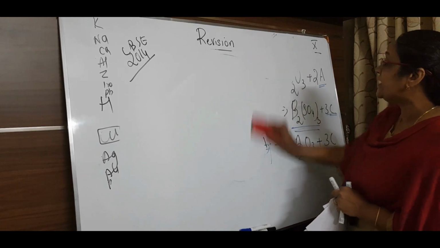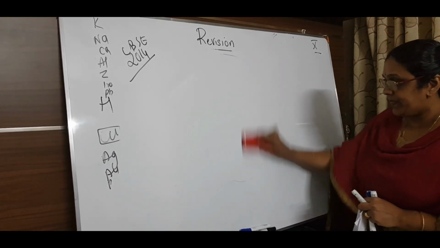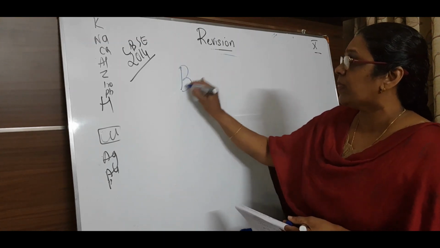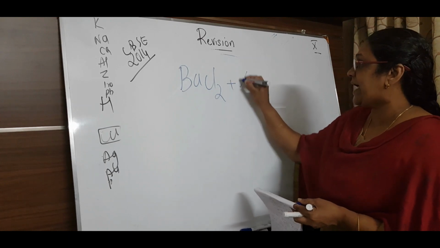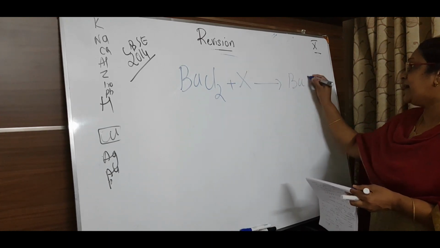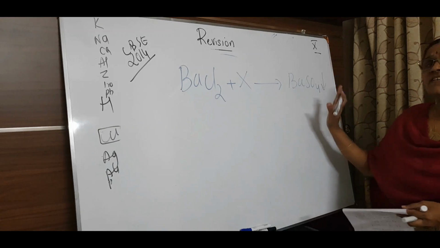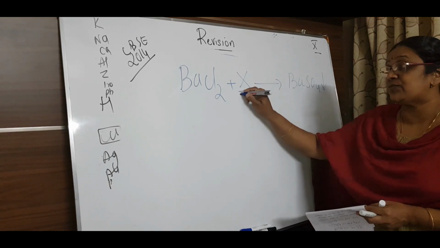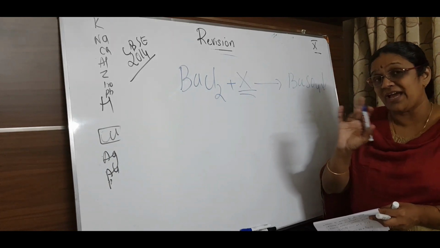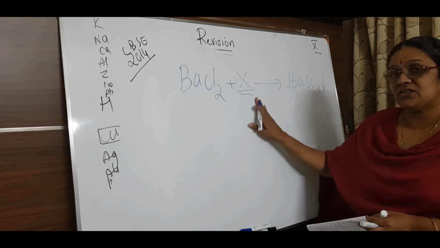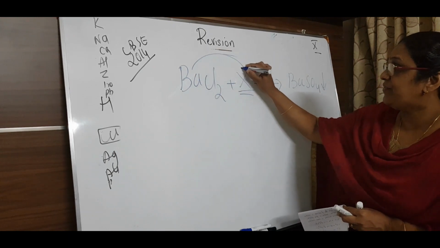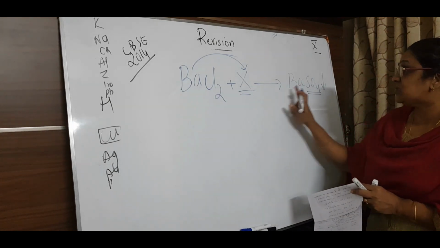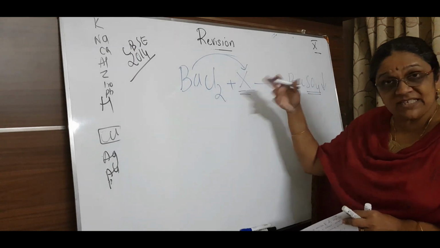These type of questions always come. What are X, Y and Z? First is BaCl2 plus X gives BaSO4. Only this much is given. They are only asking to find out what X is, not what type of reaction. Only X. So X must be some SO4, some sulfate, because BaSO4.